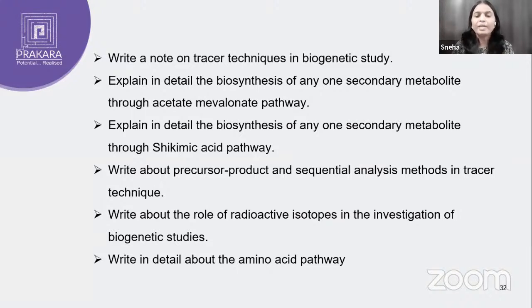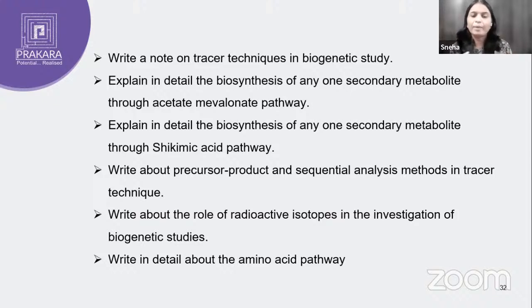In this, many amino acids, like tryptophan, tyrosine and phenylalanine, are first synthesized in the medicinal plant. When they are synthesized in the plant body, these amino acids are carried to the shikimic acid pathway, precursor-product sequence, and when they enter there, from that only we get the secondary metabolite. So the basic amino acid pathway is the first pathway that we have to study.